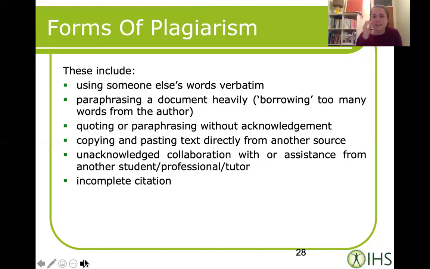So these are some forms of plagiarism. Using someone else's words verbatim, paraphrasing a document heavily, borrowing too many words from the author, quoting or paraphrasing without acknowledgement, so that's without referencing, copying and pasting text directly from another source. So this is really important, that you never take text directly from another source. You might maybe take a statement and you have to acknowledge, cite where you got the information from and put it in italics. But for the most part, it's important that you put your information within your own words.